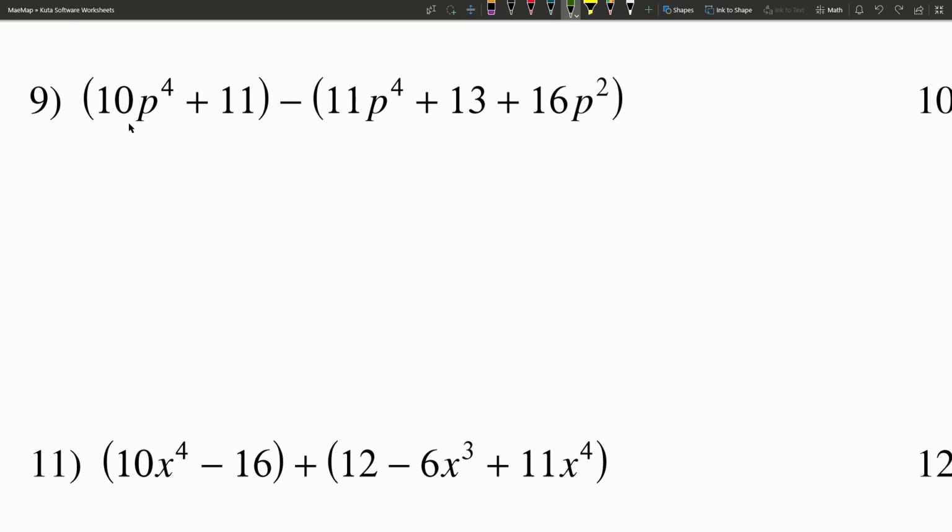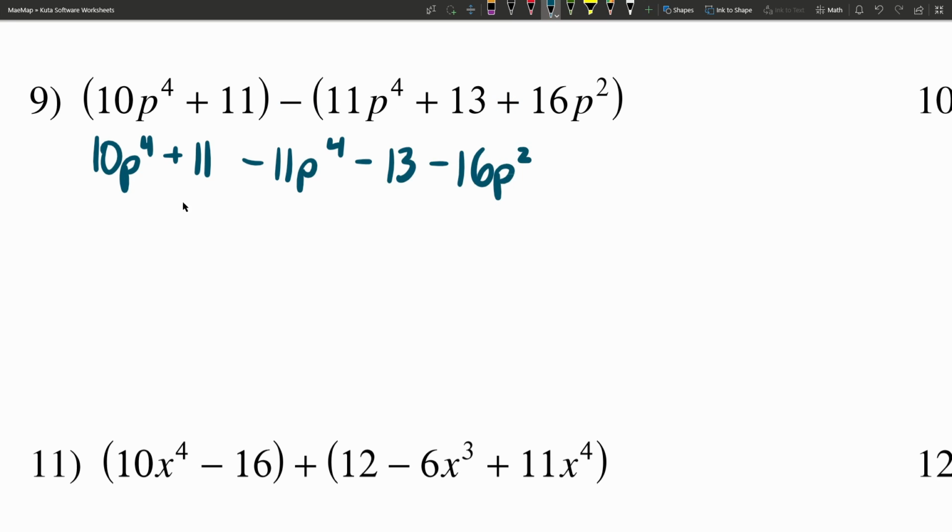Moving on to number 9, we have a binomial and we're subtracting some other polynomial. The polynomial we're subtracting now has 3 separate terms. But because it's subtracted, we need to switch the signs inside. So we have a 10p to the 4th plus 11 minus an 11p to the 4th plus, but remember we're subtracting that addition, so minus 13 and then minus 16p squared. Now that I've removed those parentheses, let's go ahead and combine these terms.